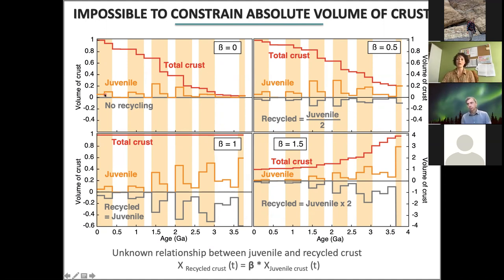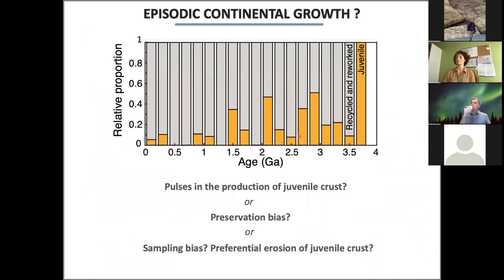So we cannot constrain that, but the important result from this model is that whatever the beta value, you always have spiky production of juvenile crust. So you have these peaks in the production of juvenile crust, okay? And this is the important thing coming out of this model. So these peaks, this higher proportion of juvenile crust, could reflect an episodic continental crust, or in fact pulses in the production of juvenile crust.